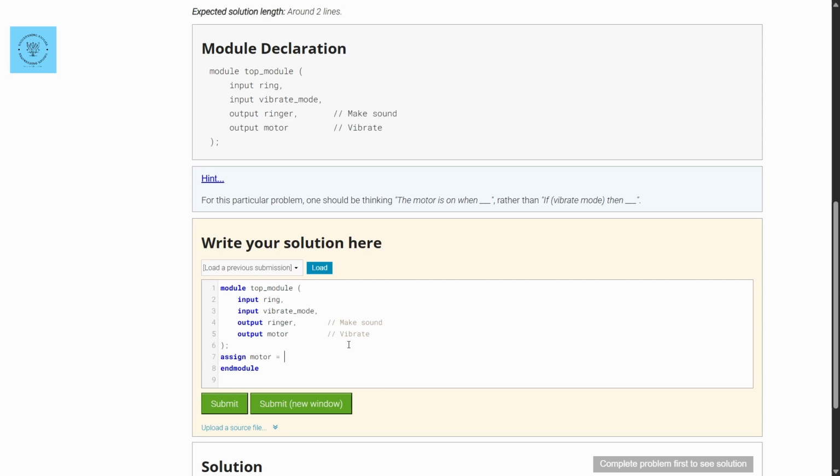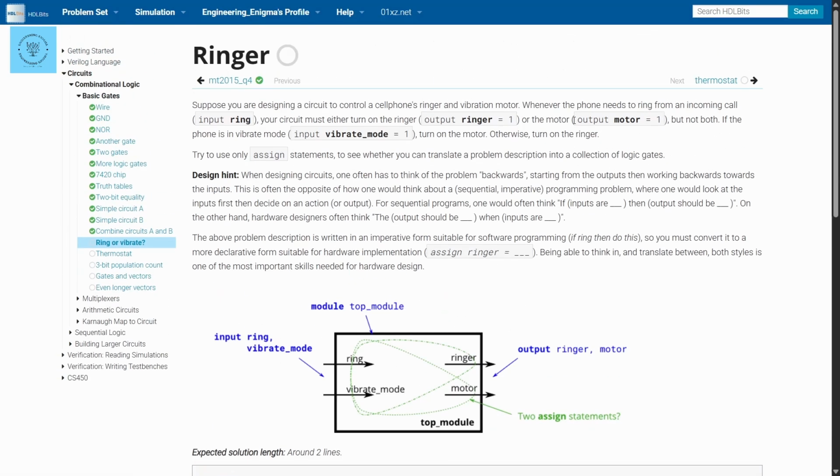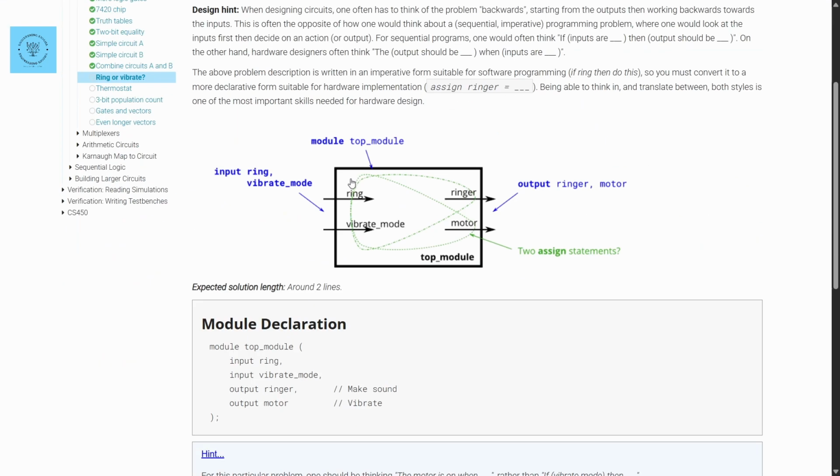Vibration mode or during the ring. So we can write vibrate mode ended with ring. So whenever both of these are on, the motor will be on, and when one of them fails, the motor will be off. Because in ring also we can use the motor, and in vibrate mode we cannot use the ringer.